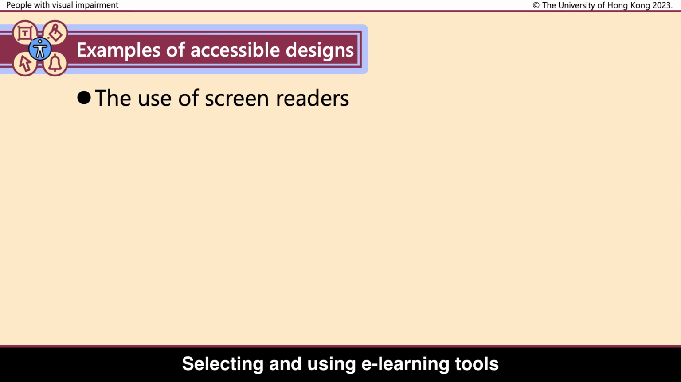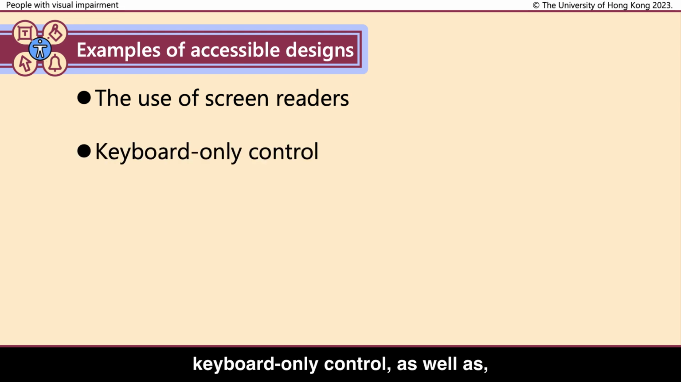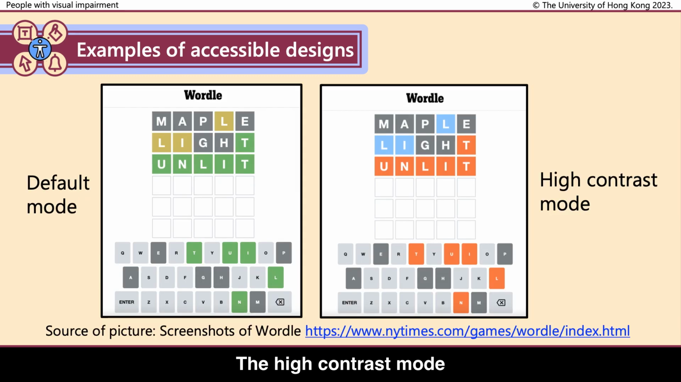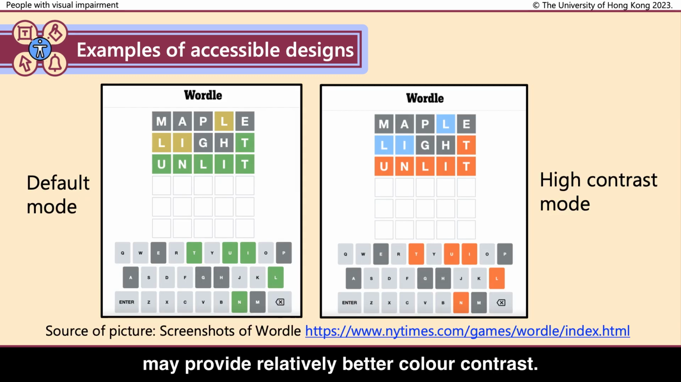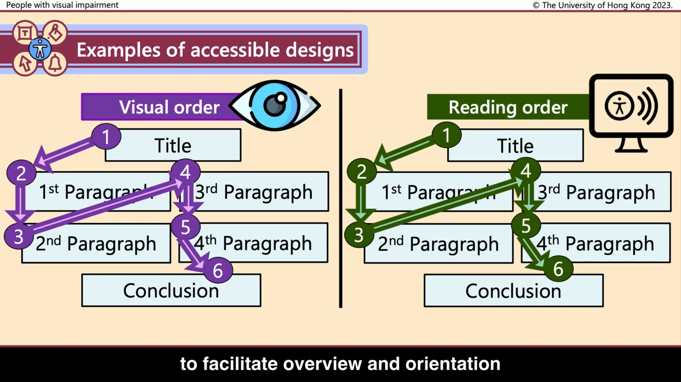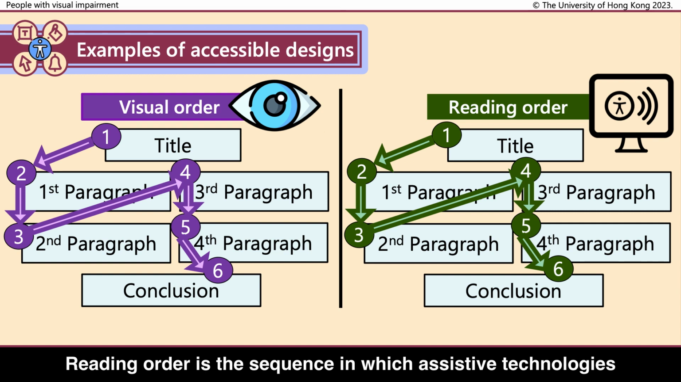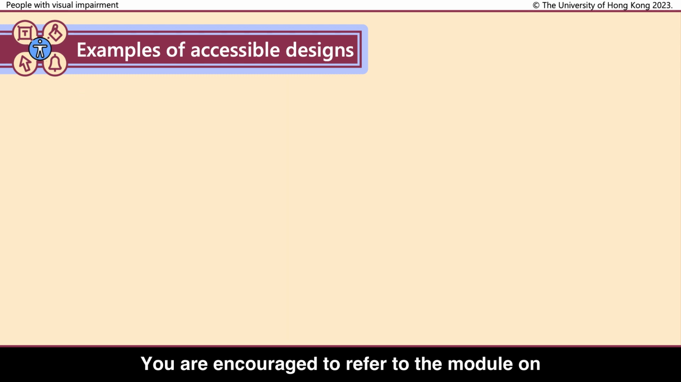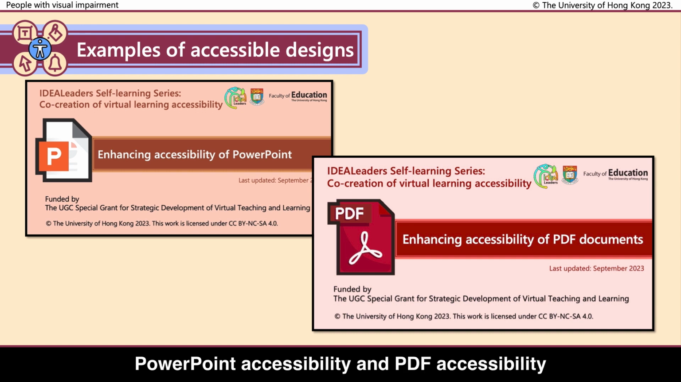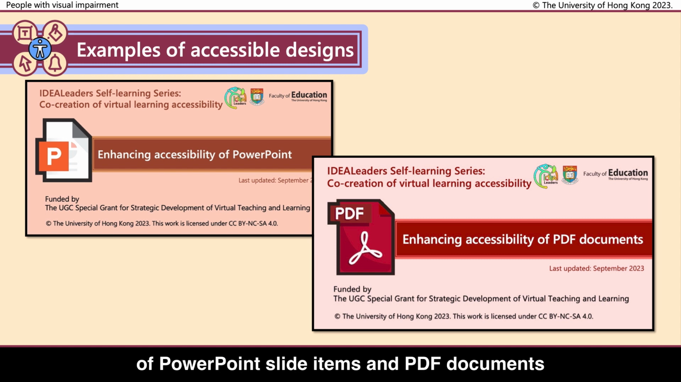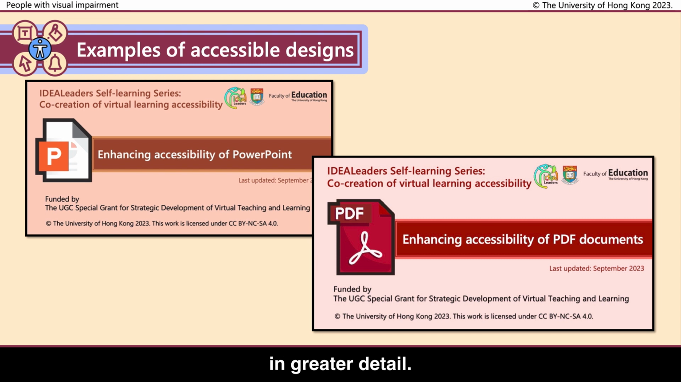Select and use e-learning tools that support the use of screen readers, keyboard-only control, as well as the use of different color contrast modes. A high contrast mode may provide relatively better color contrast. Ensure clearly structured contents with a logical reading order to facilitate overview and orientation and improve accessibility. Reading order is the sequence in which assistive technologies, such as screen readers, will read the contents. You are encouraged to refer to the module on PowerPoint accessibility and PDF accessibility for the suggested practices of ensuring logical reading order of PowerPoint slide items and PDF documents in greater detail.